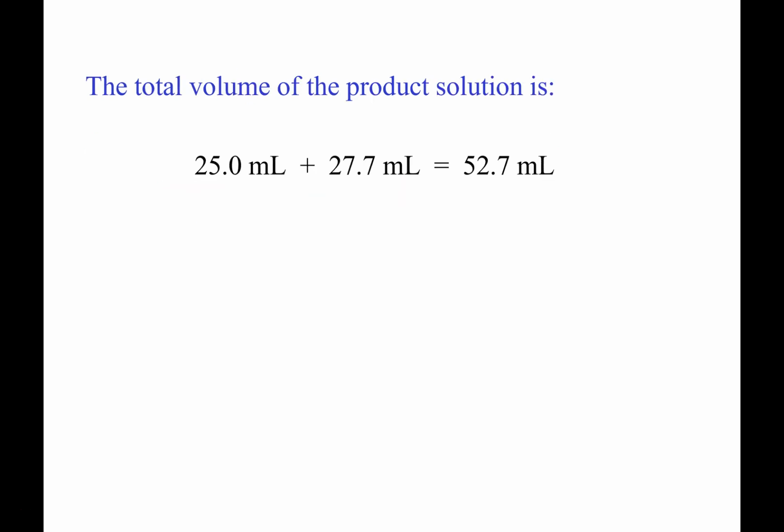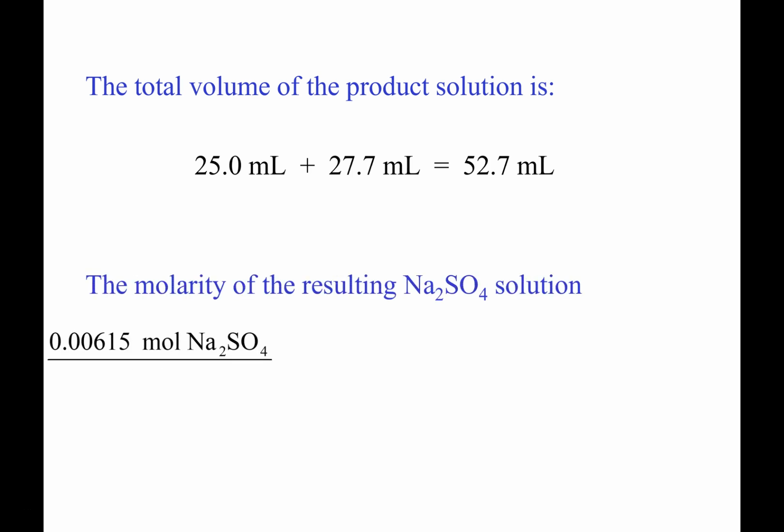Very good. So if we add the 25.0 milliliters plus the 27.7 milliliters, and don't forget, in this class you need to show all your work, so somewhere you need to show this. You wouldn't have to show it as a separate step, but you have to show it. 52.7 milliliters is what's going to go in the denominator here. So we take the moles we found, 0.00615 moles of Na2SO4, divided by the 52.7 milliliters of solution.